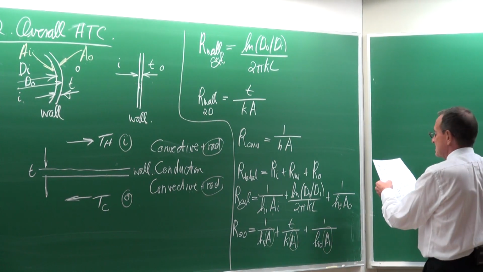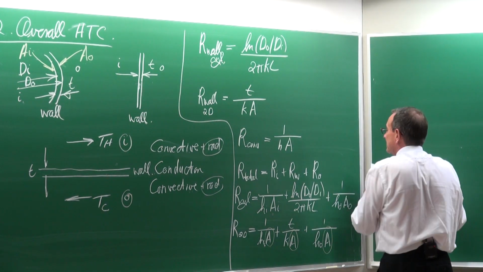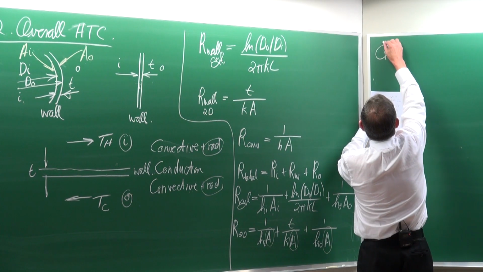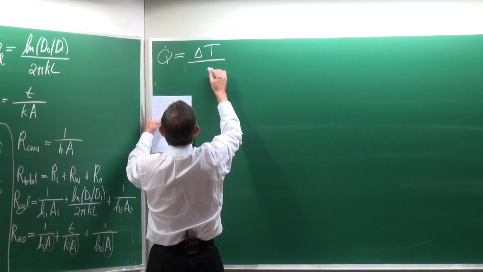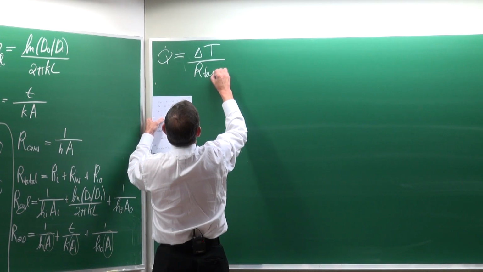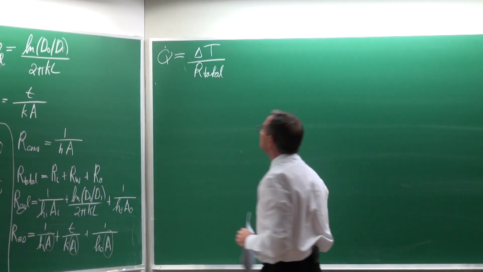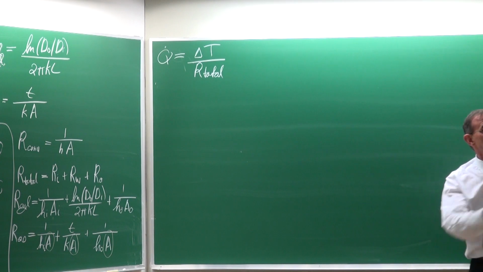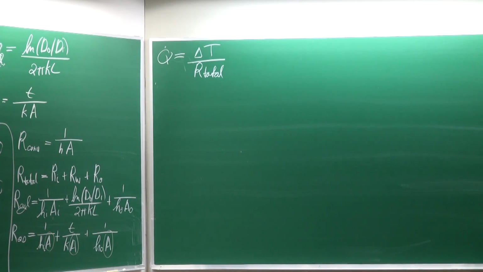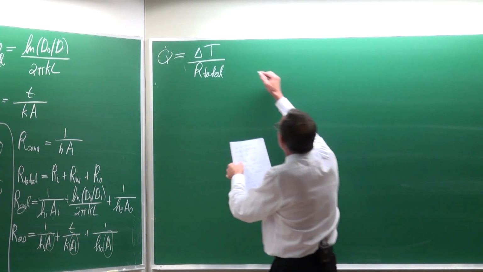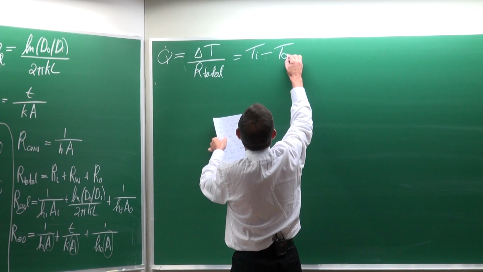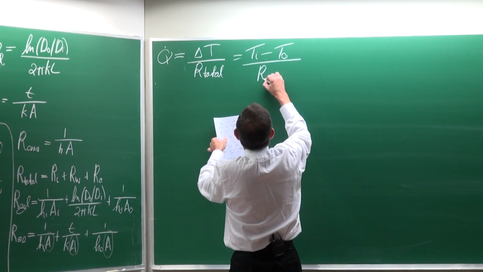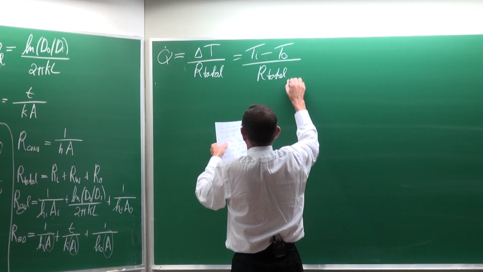But in terms of these resistance terms, what is very important is that we can say that the total heat transfer rate is equal to the delta T divided by the total resistance. The delta T would of course be the temperature difference. So we can write this as the temperature on the inside minus the temperature on the outside divided by R total.